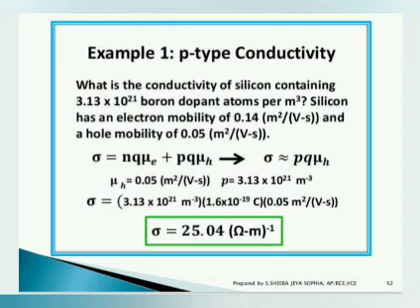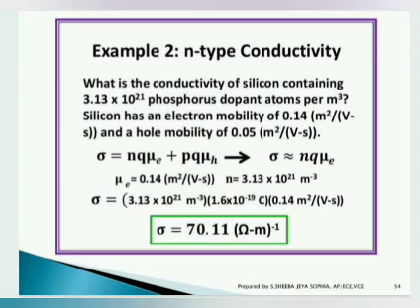And we will be multiplying to get the value sigma. Here the q value is not given, but we know the value of the electron charge, 1.6 into 10 power minus 19 coulomb. So we are substituting that value here. So sigma is equal to 25.04 ohm meter power minus 1. And moving to another example for N-type conductivity, similarly we substitute the values in the same formula for N-type material. You are finding the value of sigma as 70.11 ohm meter power minus 1.